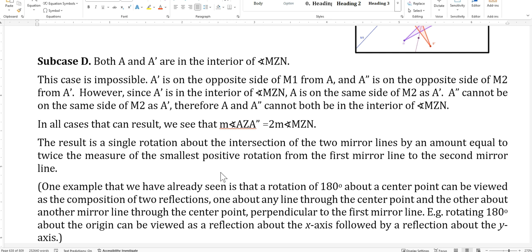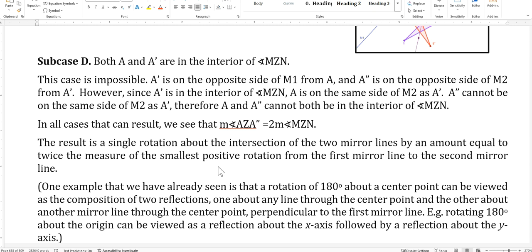One example we've already seen of this is that a rotation of 180 degrees about a center point can be viewed as the composition of two reflections, one about any line through the center point and the other about another mirror line through the center point perpendicular to the first mirror line. For example, the one we looked at specifically was rotating 180 degrees about the origin, which can be viewed as a reflection about the x-axis followed by a reflection about the y-axis.